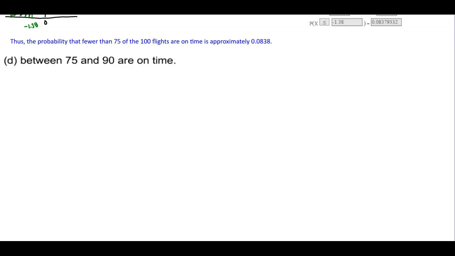So what that means is we want to find the probability that x is going to be in between 75 and 90. But again, we want to find an approximation, so we need to go 0.5 smaller and 0.5 larger. So that means we're finding the probability between 74.5 and 90.5.